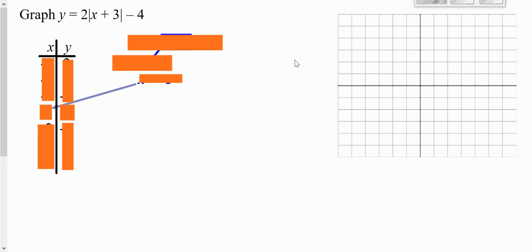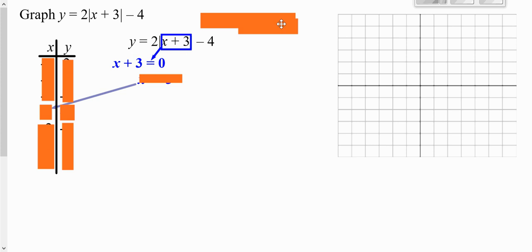We're going to look at graphing absolute value functions. To graph an absolute value function, you want to take what's on the inside of the absolute value, which is your x plus 3, set it equal to 0. Then you're going to go ahead and solve that. So to solve that, we're going to subtract 3 from both sides.